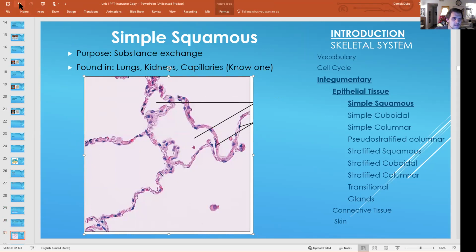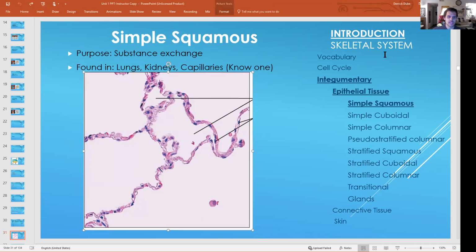Again, it's pretty clear where those are found based on that purpose, substance exchange. Because it's only one layer of a very thin cell, it allows the process of exchange from one area to another, not just from the outside of the cell to the inside of the cell, but then again back outside the cell. It's able to happen a lot more quickly because it doesn't have to go through as much space. With a cuboidal cell, it's going to take some time for it to diffuse through the cell wall, travel through the cytoplasm, and then diffuse out the other side. So these simple squamous cells give that easy layer to diffuse through.